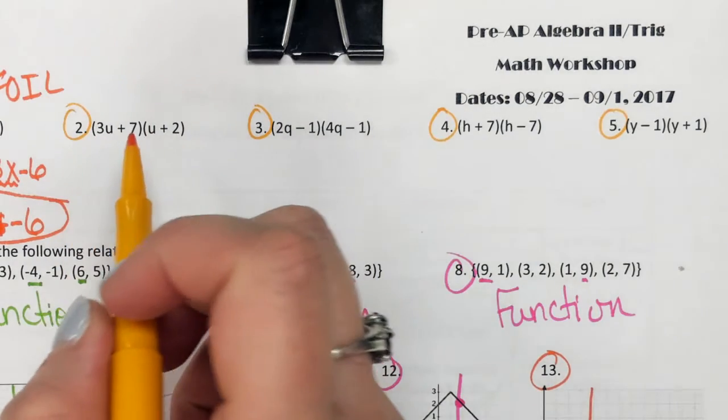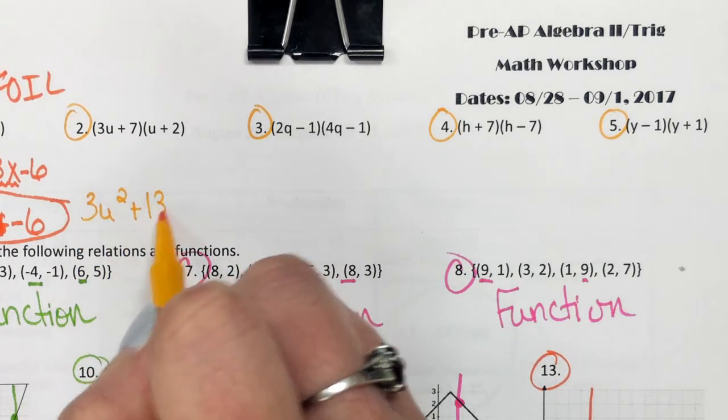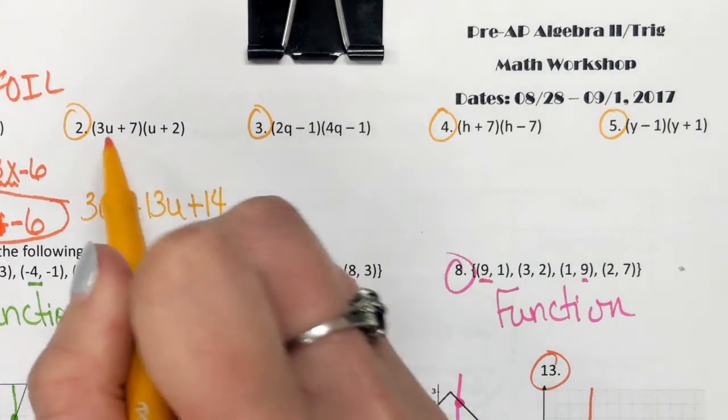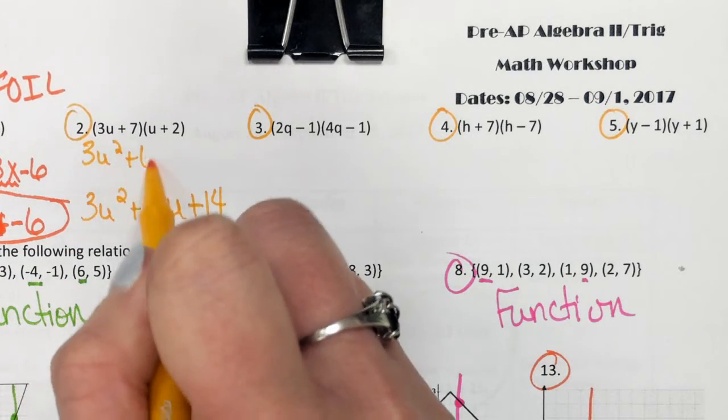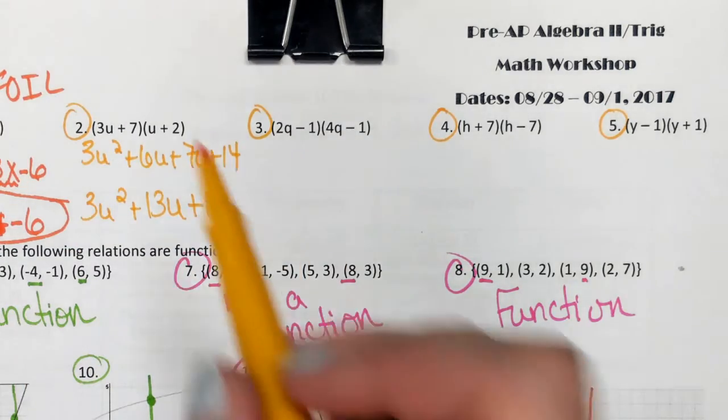Yeah? Okay, what did you get on number 2? 3u squared, 13u plus 14. Very good. So you should have gotten 3u squared plus 6u plus 7u plus 14. Y'all okay? Very nice job.